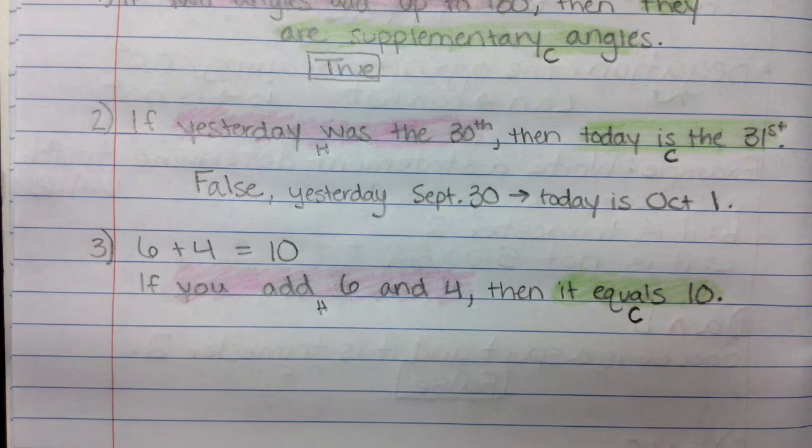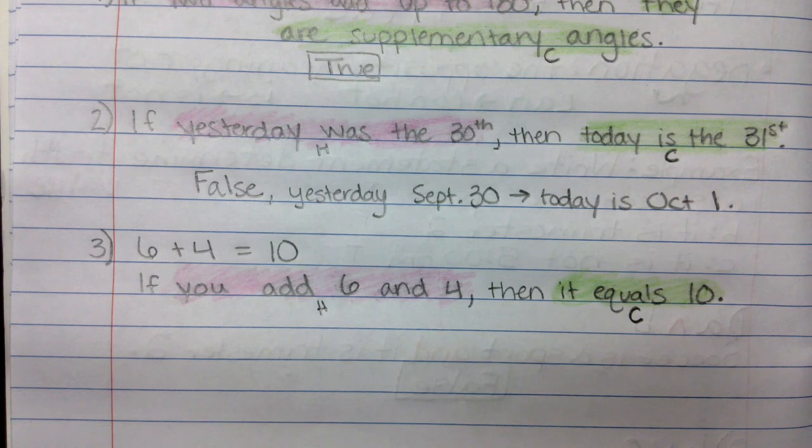When I add 6 and 4, must it always equal 10? Can you think of a situation where you could add 4 of something to 6 of something and it's not 10? So, is this true or false? True.